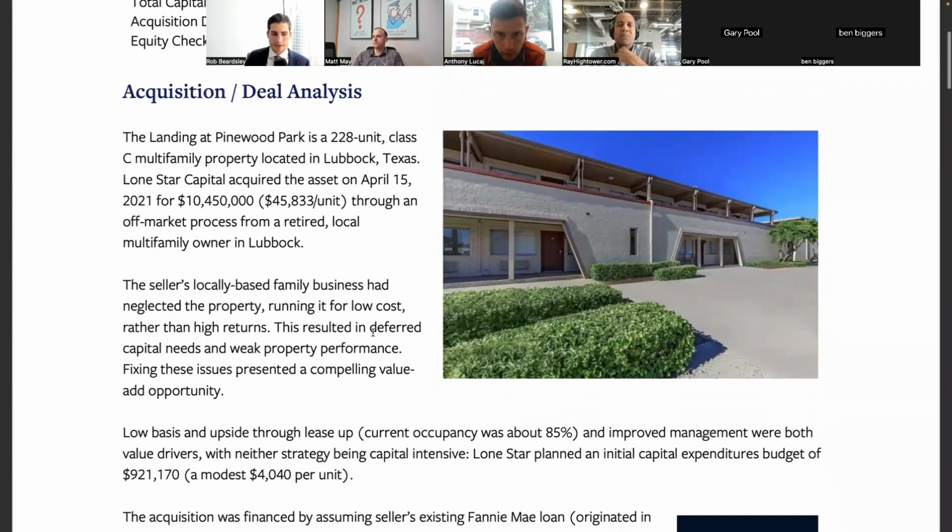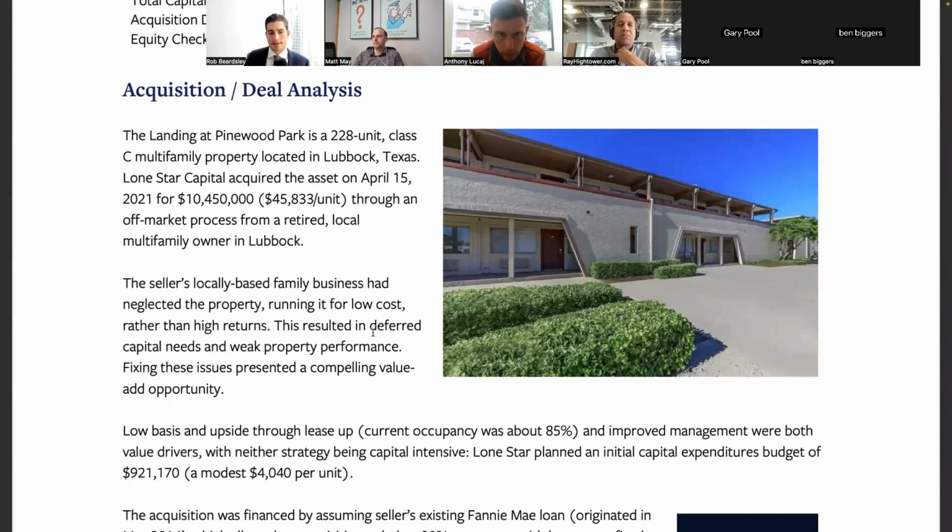The actual nuts and bolts of the deal: this deal was owned by a local owner in Lubbock, Texas, which is a secondary market. It's the 11th largest city in Texas. So it's not a small city, but it's still definitely a secondary market to the major players like Dallas and Houston.